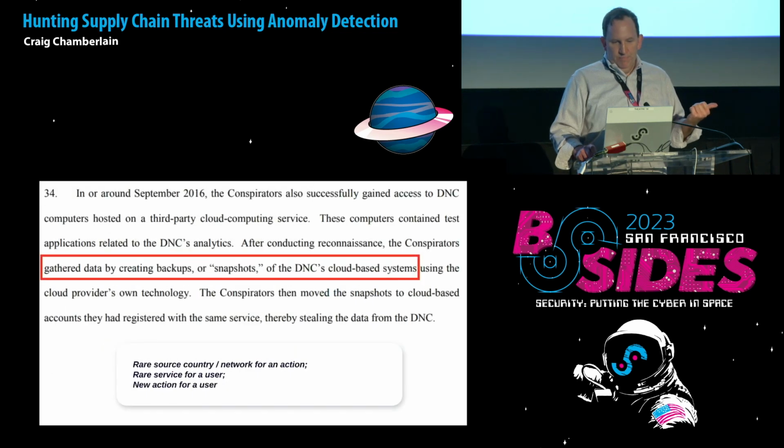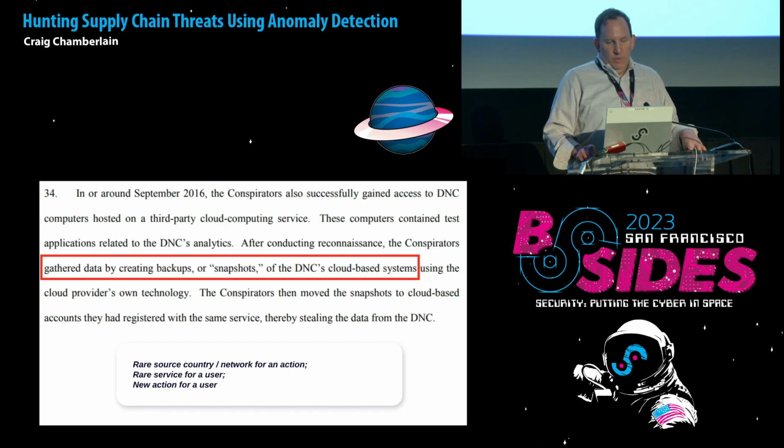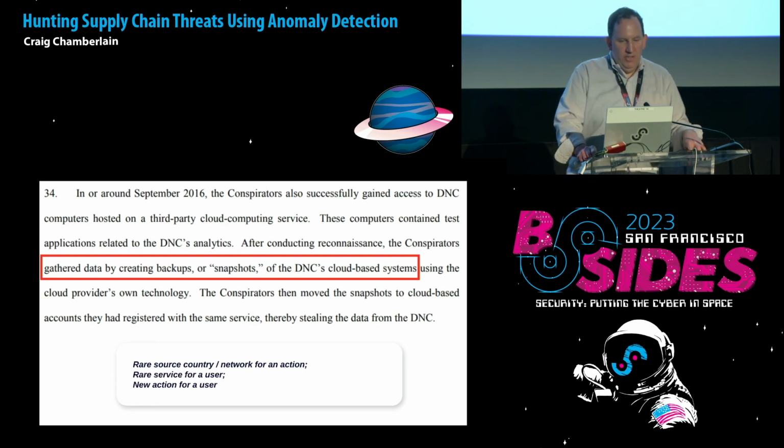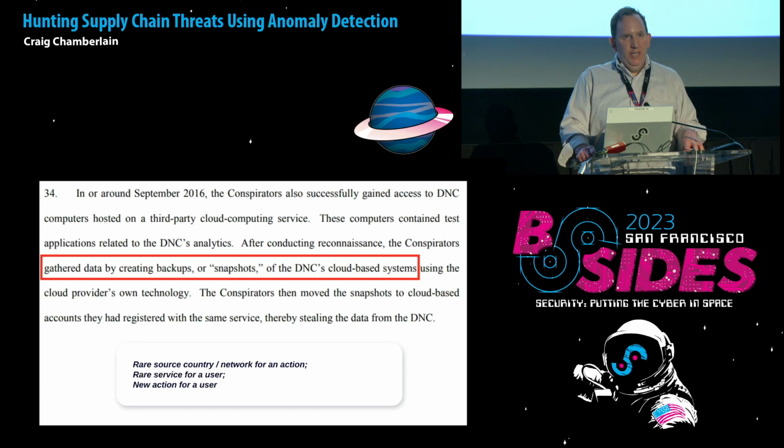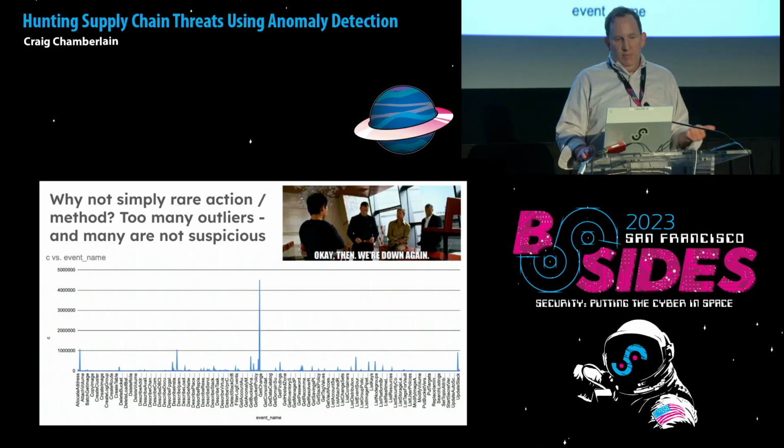and that we would have seen this user context call list buckets for the first time. And then the snapshot activity. We don't actually know enough about this to know if there was a rare source geography here, but I suspect there likely was. And if not, there's likely a rare source network. But there would have been a rare service for the user and a new action for a user, because from what I've read about this, the user context in question here was more of a business user, not an engineer, and not somebody that you would ordinarily see sharing snapshots. So it would have been very anomalous.